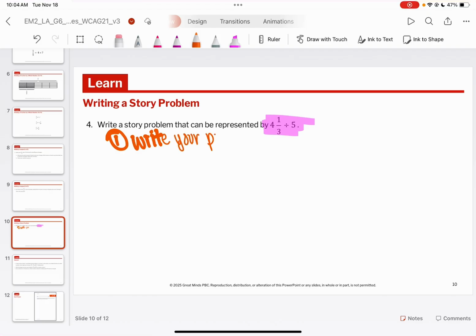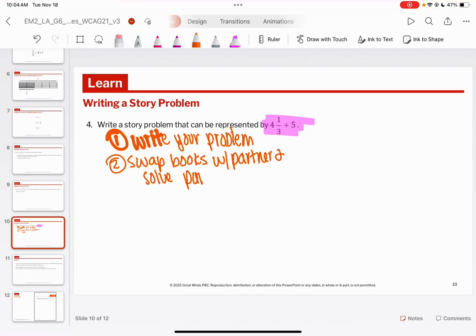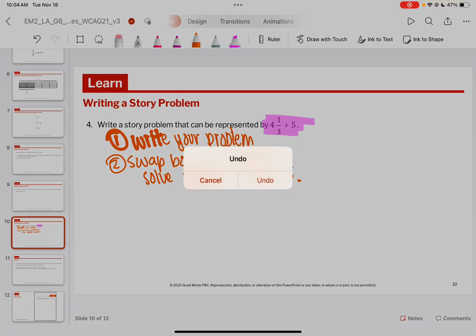I am picking your partners. I'm pulling popsicle sticks. That's your partner. Then you will swap books with your partner, and you solve your partner's problem. But notice, are you dealing with the same numbers? So after you solve, if me and Marley are partners, and I write my problem, Marley writes her problem, we switch and solve.